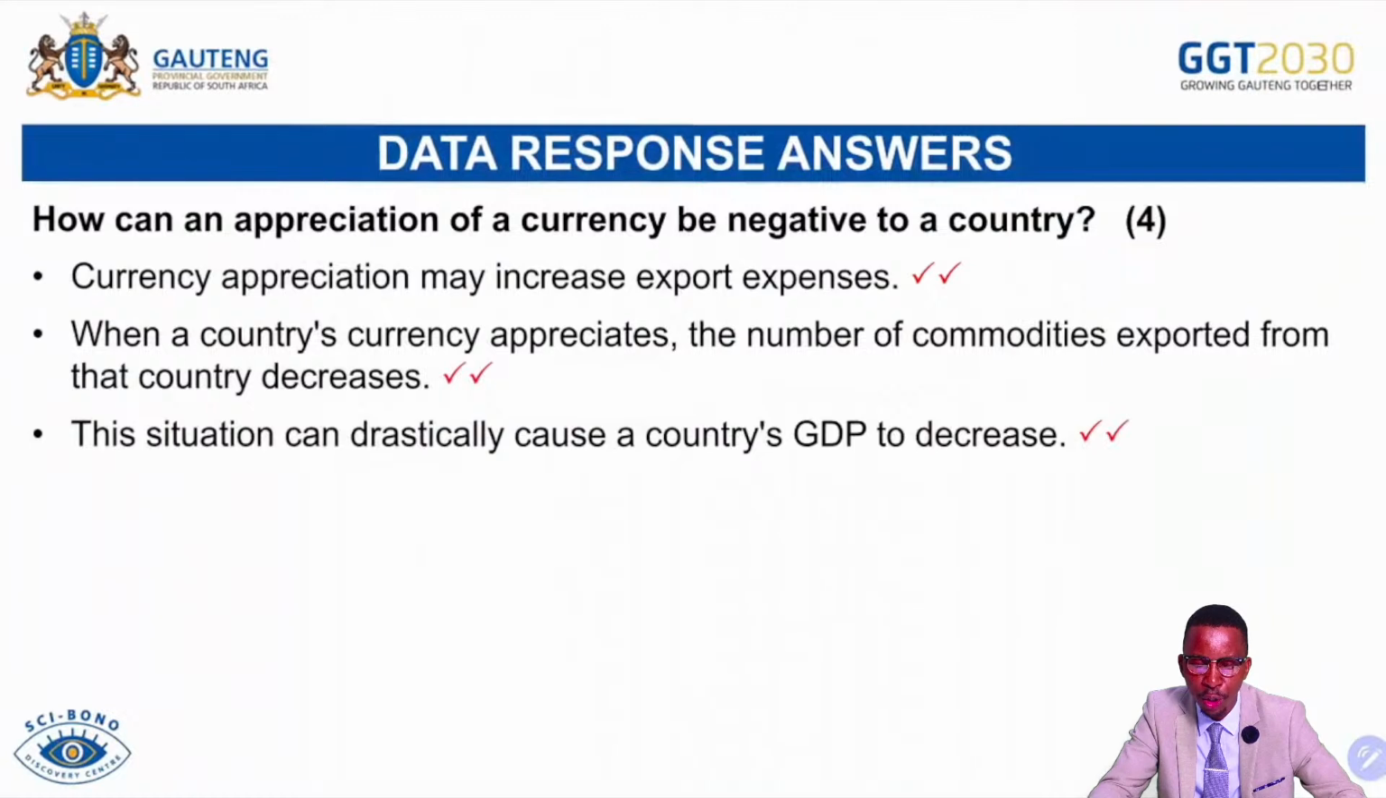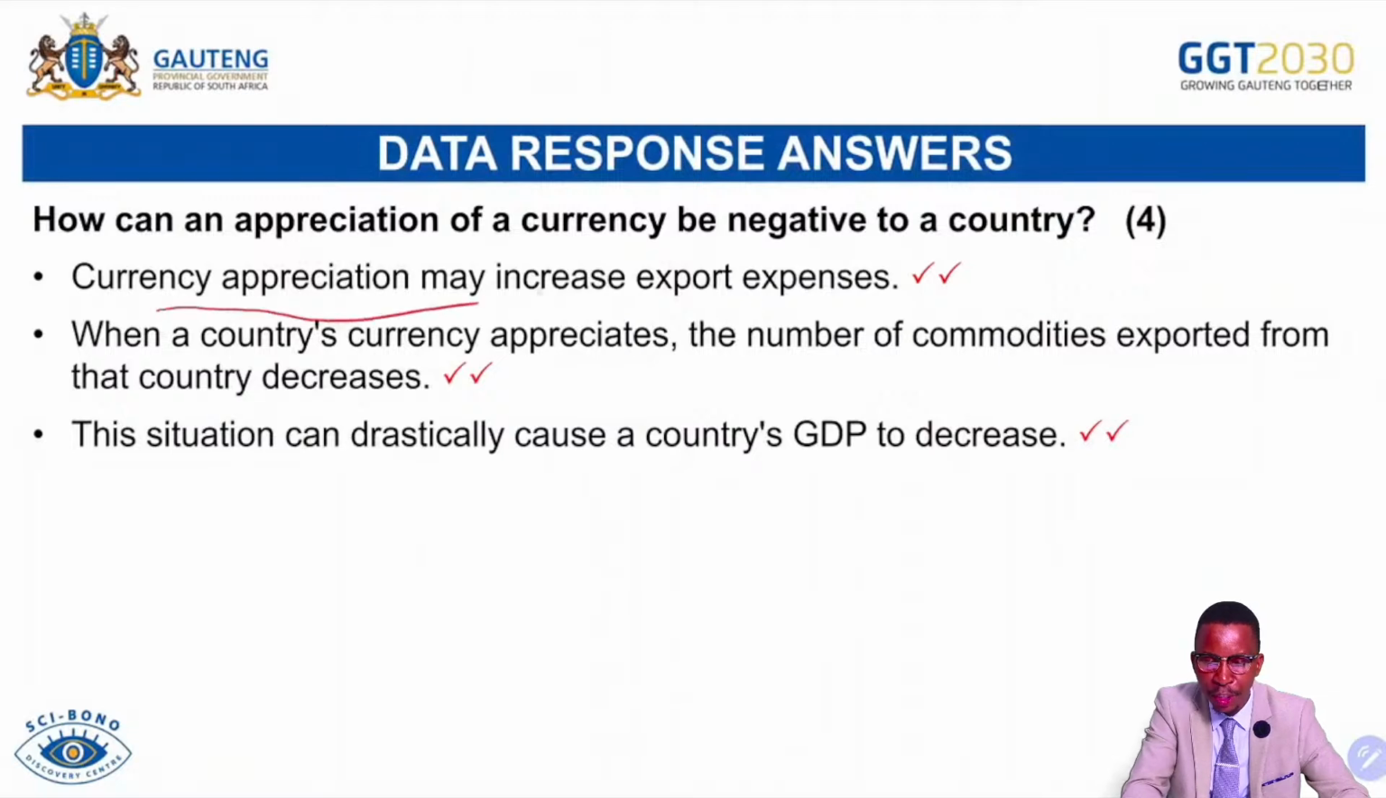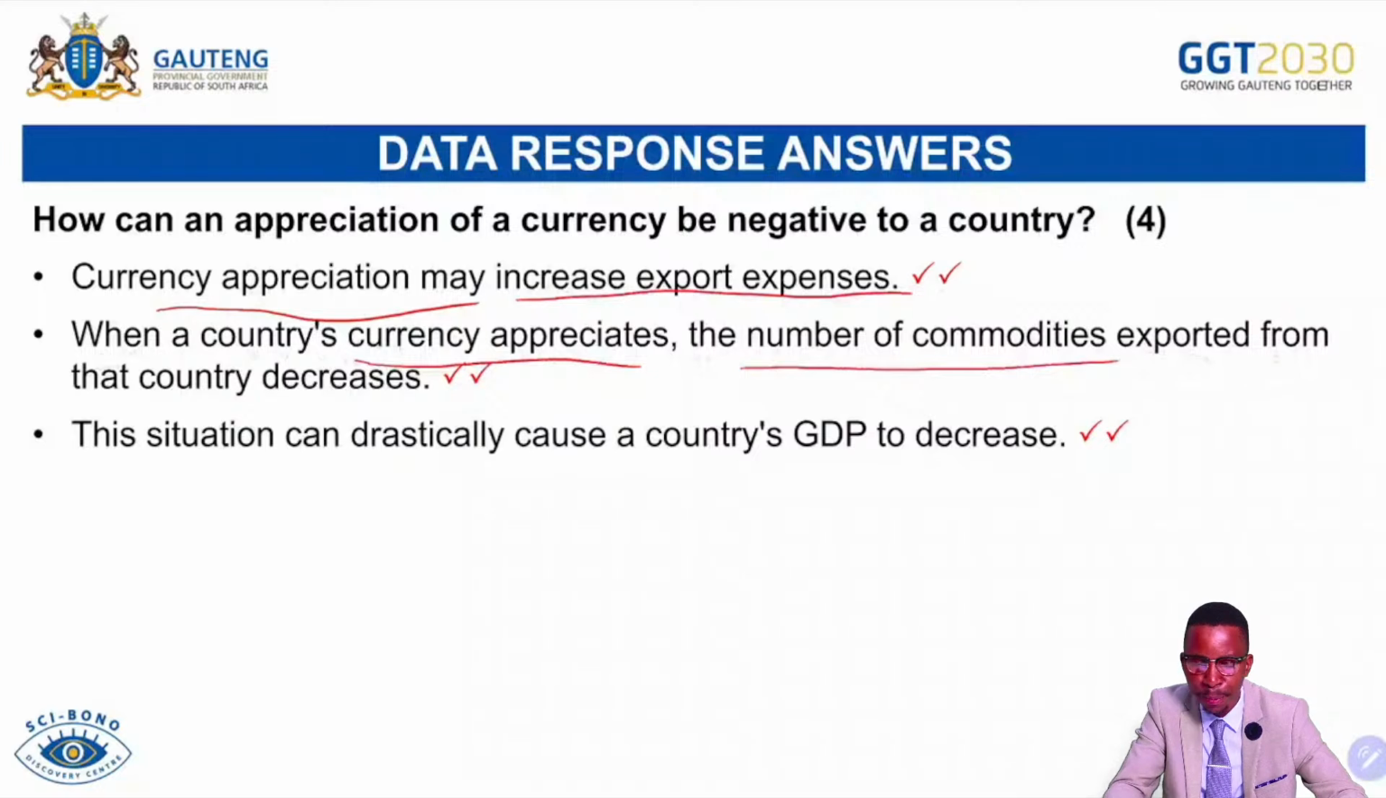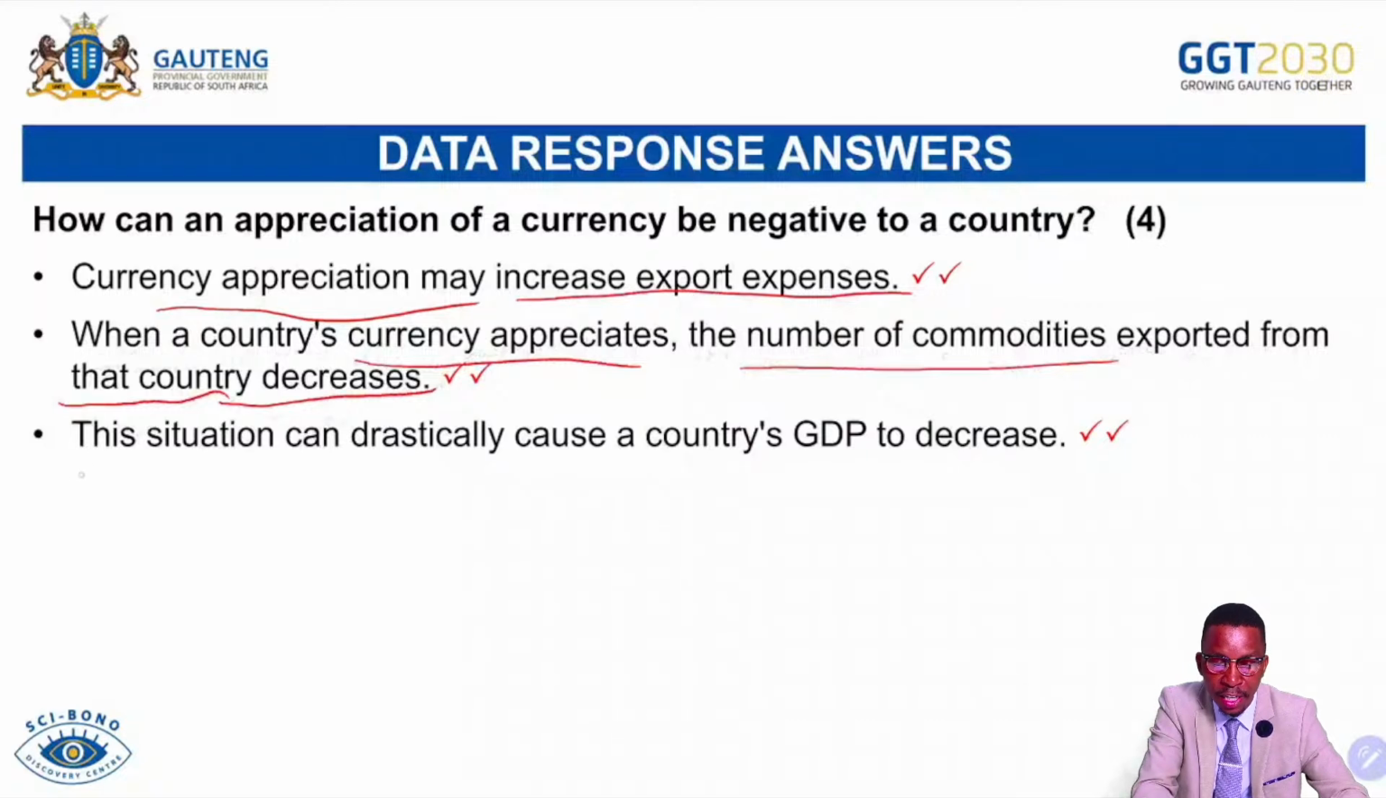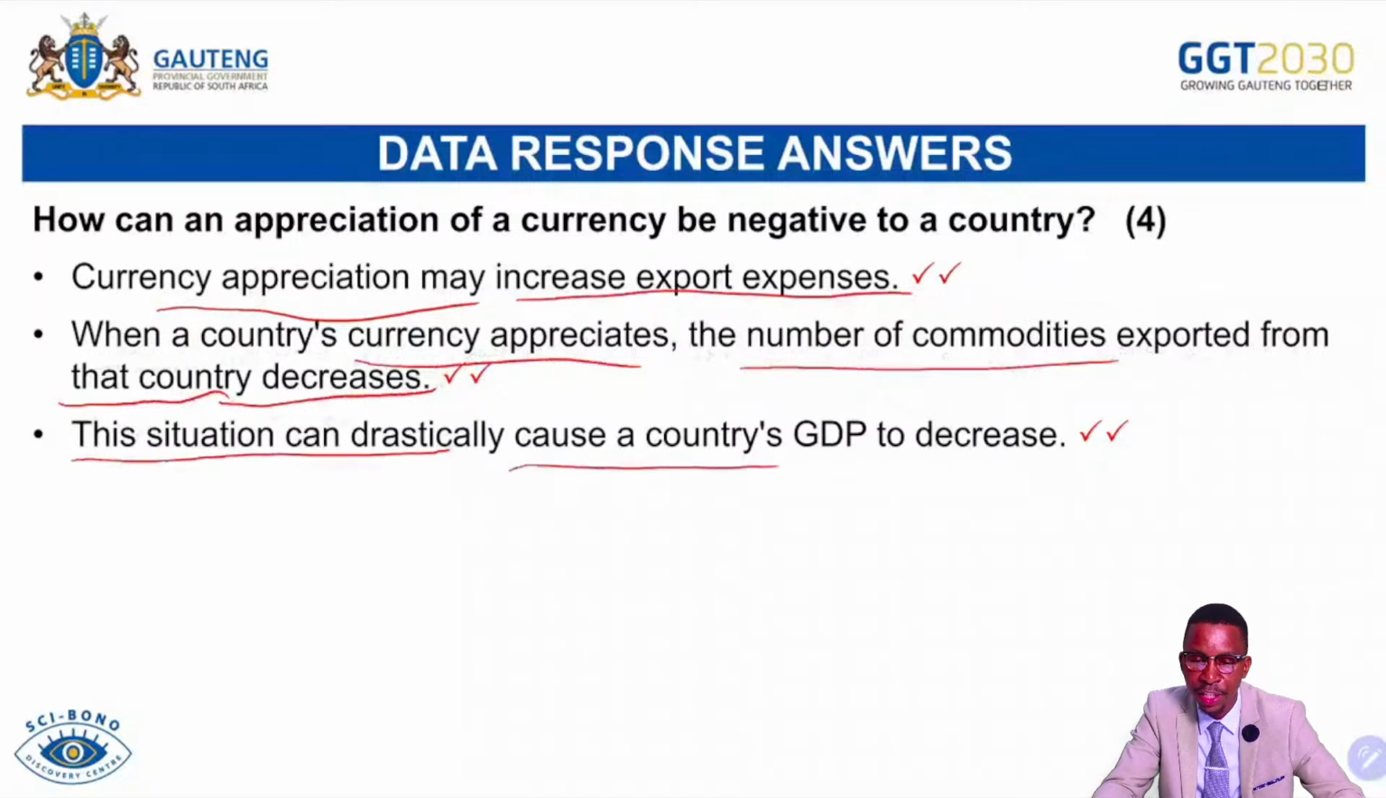How can the appreciation of the currency be negative in the economy? If the currency appreciates, how can that be negative? The currency appreciation may increase export expenses. And then when the currency appreciates, the number of commodities exported from that country decreases because of the decrease in foreign demand. This situation drastically causes a decrease in the GDP of the country.